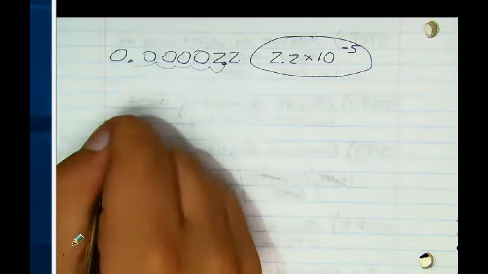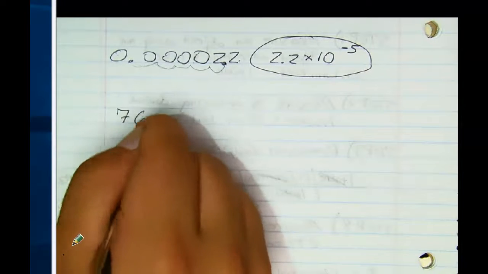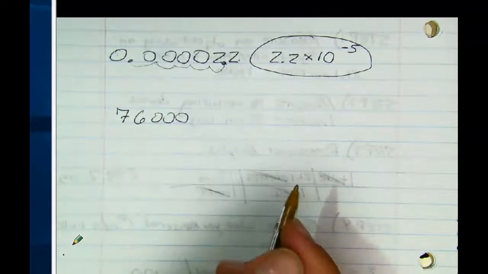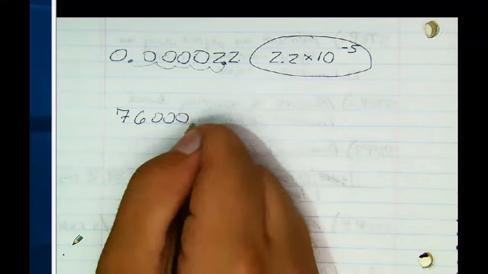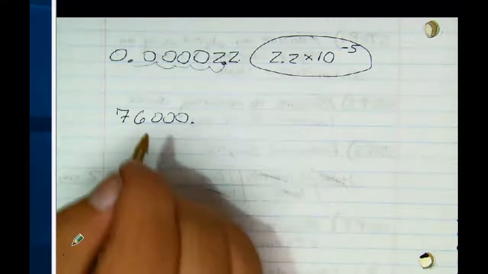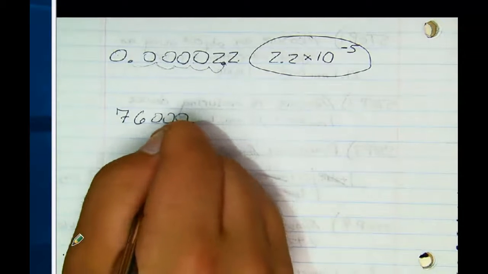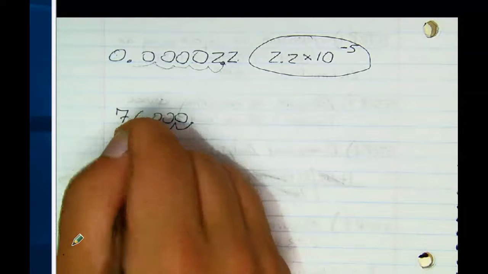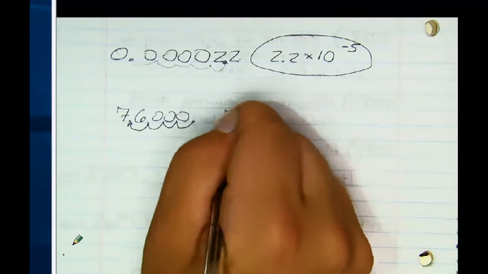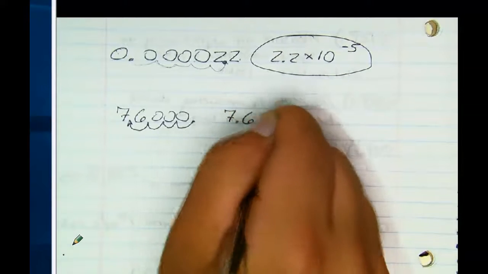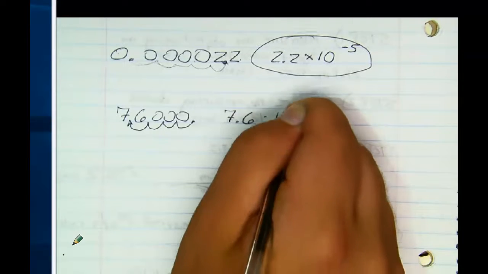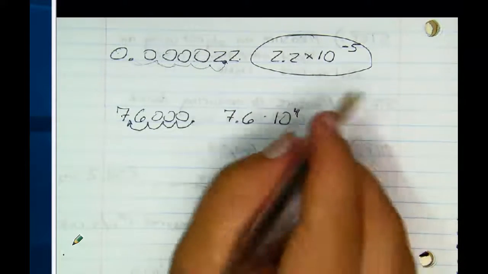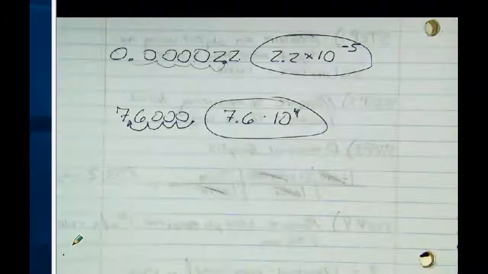Okay? Let's give an example, 76,000. Okay? Secretly, my decimal is right there, right? So I'm going to move it 1, 2, 3, 4. So I have 7.6 times 10 to the 4th power. And that's your answer. Okay? That is a little review of scientific notation.